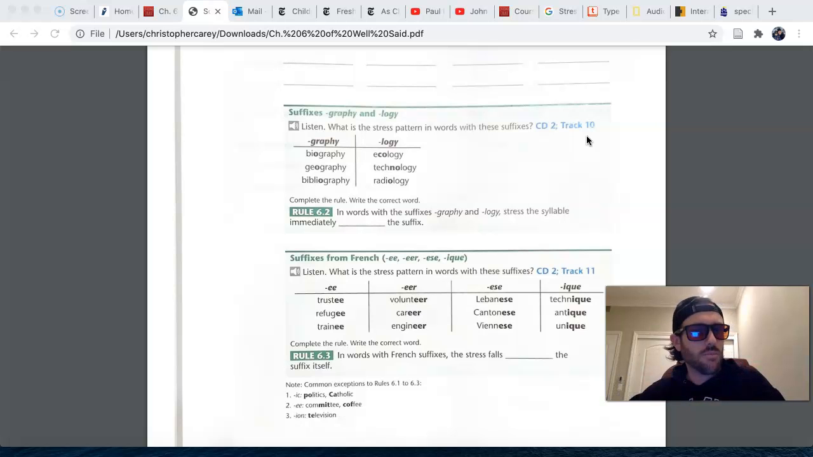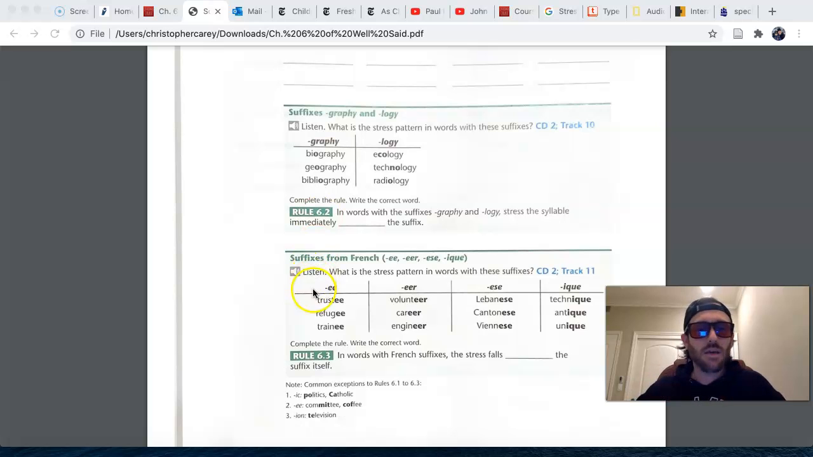Any pattern that you guys are able to identify? Words with the suffixes -graphy and -logy stress the syllable immediately before the suffix, just like how we saw with the previous suffixes. So we have a pattern that's consistent. The vowel sound in the syllable right before the suffix is the one that's going to be stressed. Very good. Make sure you include that in your notes, and hopefully that'll guide you through these multi-syllable words in terms of where to put the word stress.